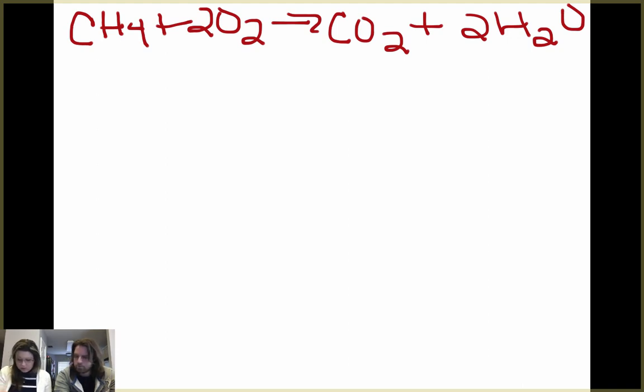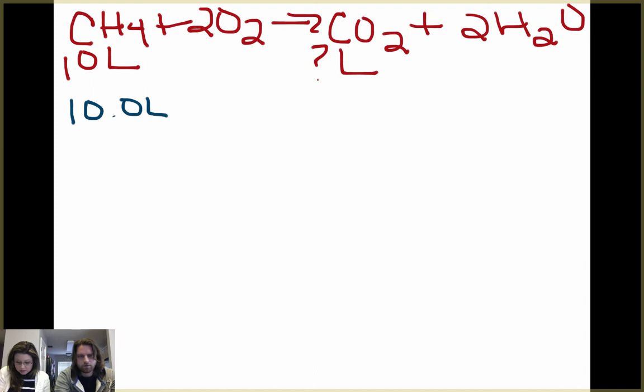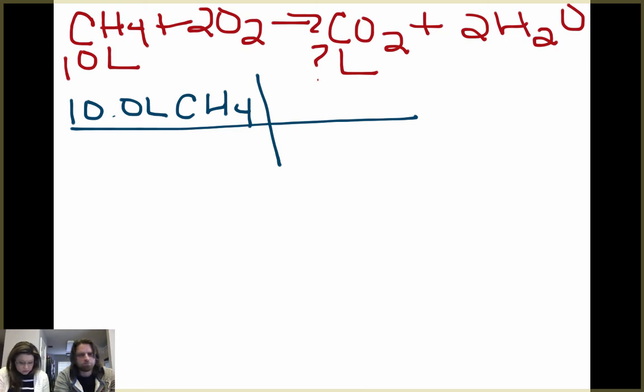So let's say we start with 10 liters of methane. And I want to know liters of carbon dioxide. So we're just going to go from liters to liters. But I can't go from liters to liters directly without going through moles and mole ratio first. So can you show me how to do that? If we start with 10 liters of CH4, we're going to do this in 2 steps. If you're comfortable setting up one long train track, you're certainly welcome to do so.